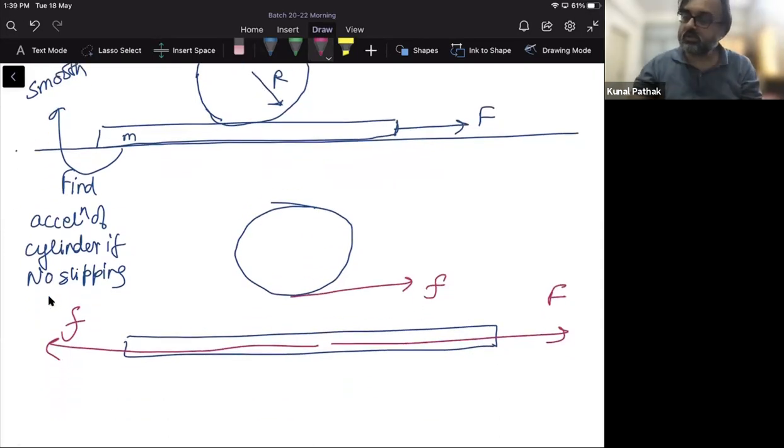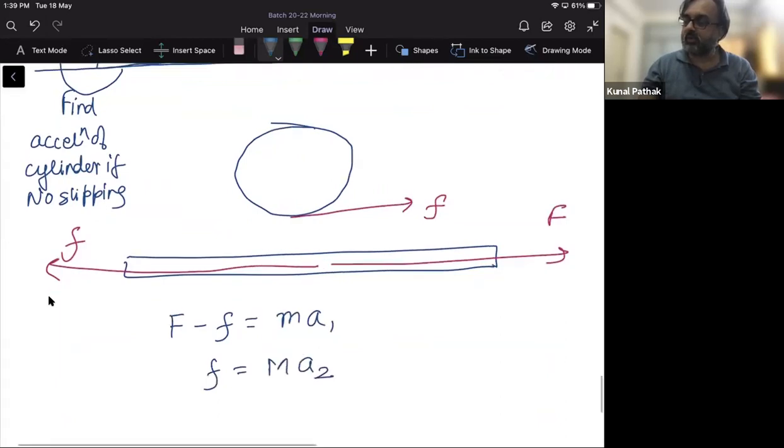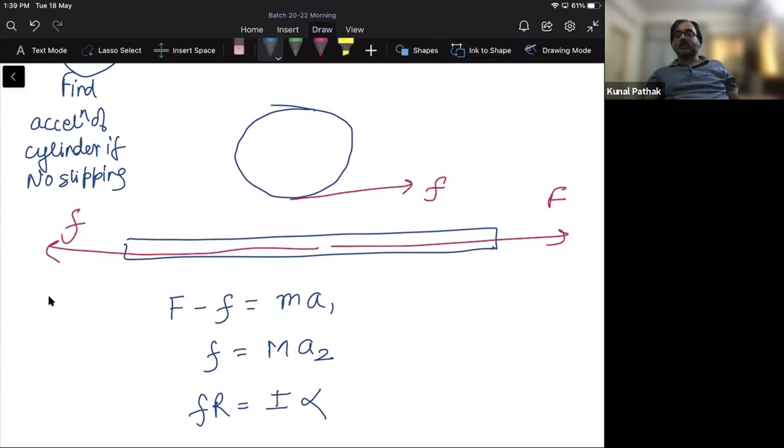So the equations that you will write down, I hope everybody has written down these equations. F minus F is equal to MA1 and F is equal to capital MA2 and FR is equal to I alpha. ये लिखा है सब में। See the equations, they are not very big, they are very simple. इसमें अगर कहीं source of confusion है तो please ask me.